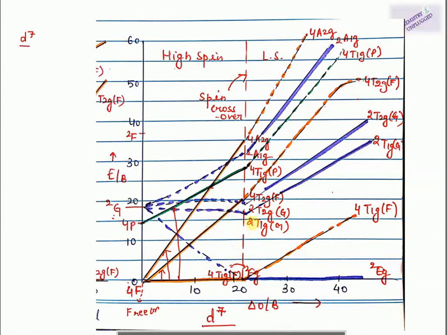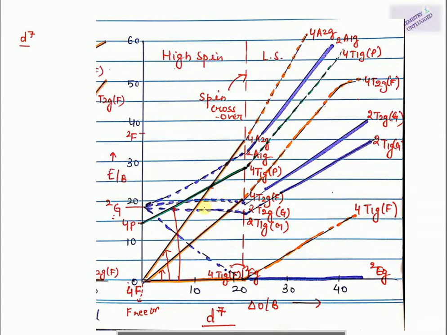And this one is T1G, 2E1G. This second dashed line is 2T2G. And this one is 2A1G. So the G term is also split. As we increase the field strength, the G term will also show splitting.